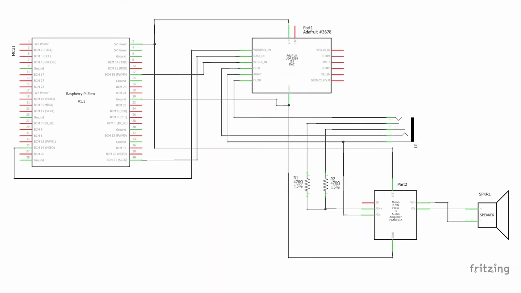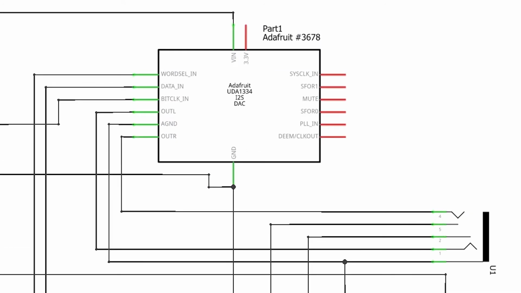To actually get some sound, we need to convert these digital data signals into some analog sound waves. So we're going to need some external hardware to perform that function. The first thing we need is a digital to analog converter, or a DAC, and this will take in the I2S signals and convert that to an analog stereo sound signal.